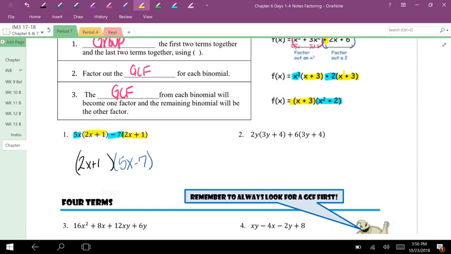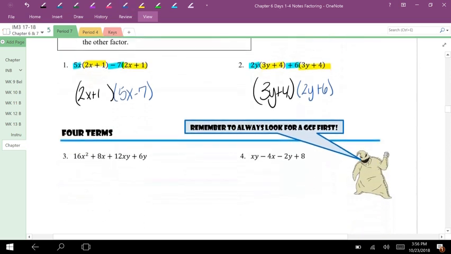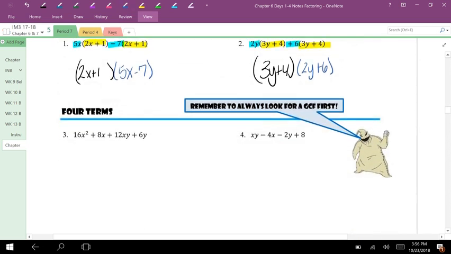Hopefully you took a second, pressed pause, and did number 2. So we are going to pull out the 3y plus 4. And then in blue, we had 2y plus 6, and that now becomes a group. Done. So that's the basics. Now let's actually start applying what we know here.